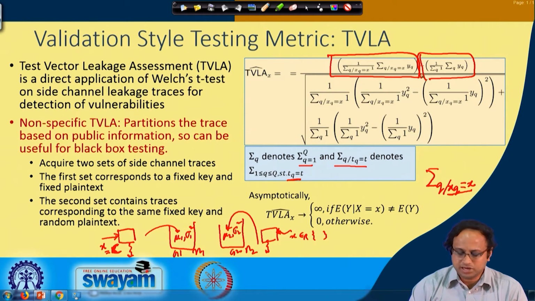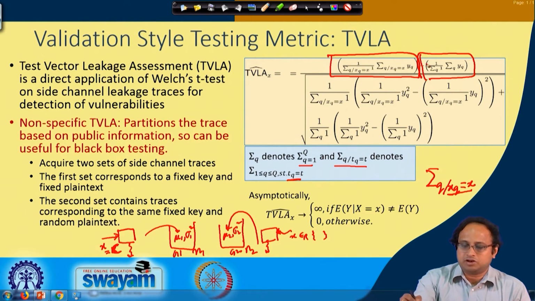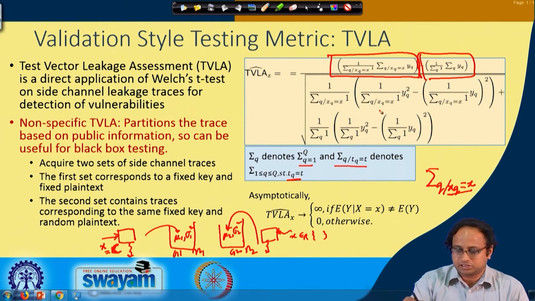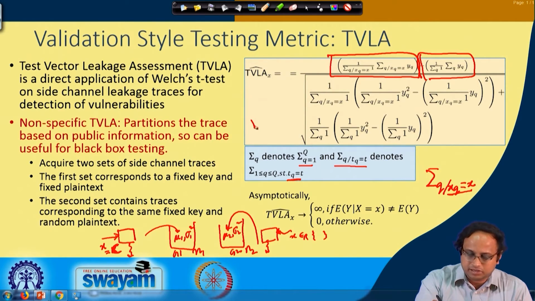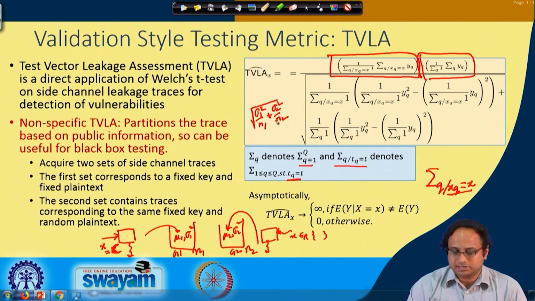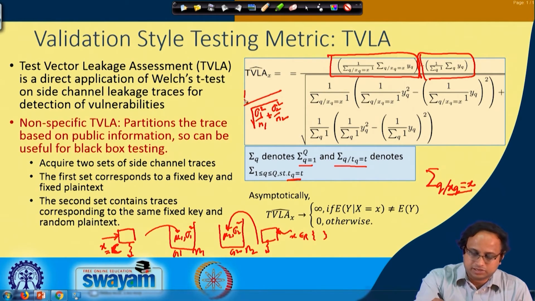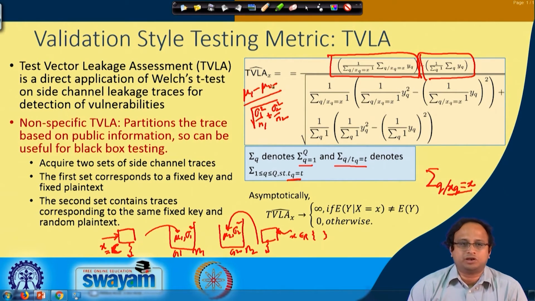You can easily observe that when I am randomly varying, this set is expected to also contain some of the values of the other set. Then I calculate the difference of these two means, and I divide it by the corresponding denominator, where the variance is sigma 1 square. I divide by sigma 1 square by n1 plus sigma 2 square by n2. So if I simplify, this is nothing but mu 1 minus mu 2 divided by the square root of sigma 1 squared by n1 plus sigma 2 squared by n2.